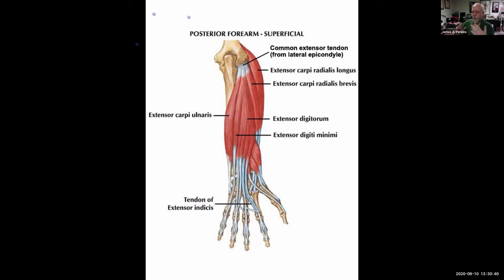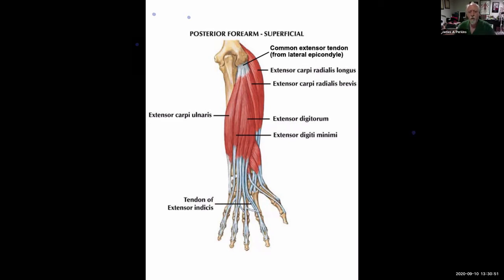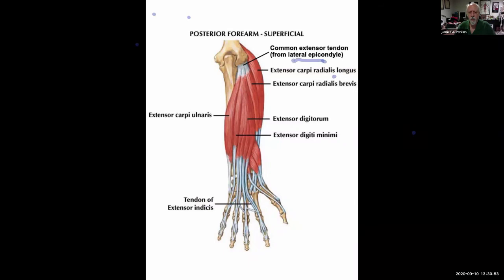Here on the posterior surface, we have the common extensor tendon, because most of these muscles are involved in extension of the wrist and extension of the digits. And this common extensor tendon is coming off of the lateral epicondyle of the humerus.